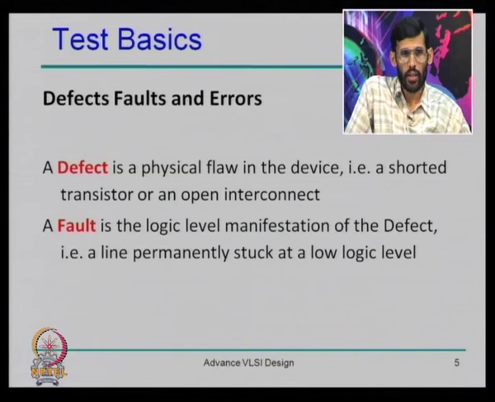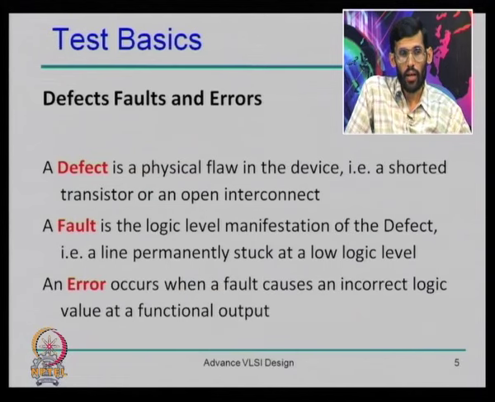So, due to a defect, a line may look like it is permanently stuck to logic 0 or permanently stuck to logic 1. That means the effect is such that one line looks connected to either the power line or the ground line. When there is a fault, it causes incorrect logical operation, and in the presence of a fault you will get an erroneous, different functional output. So defect is a physical phenomenon, fault is the logical manifestation.